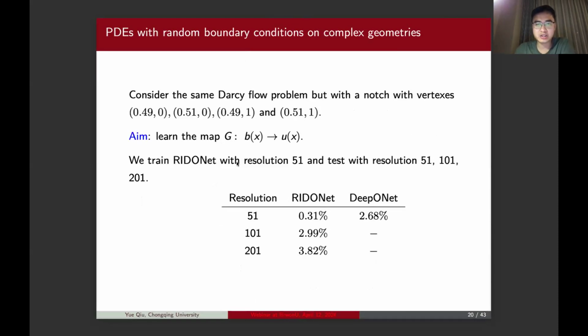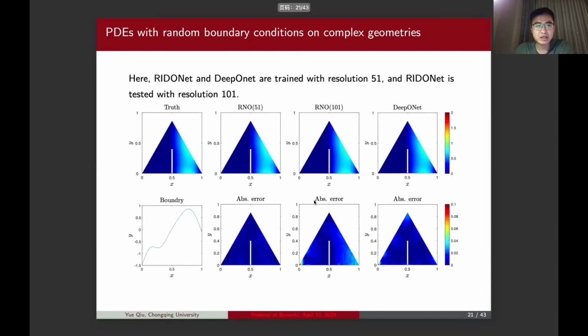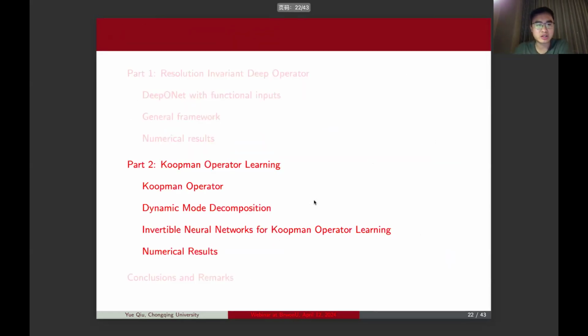Okay, and this is also a benchmark problem, where we add a notch in this domain, and similar results appeared. Also for our framework, the generalization error increases, but the level it increased is not so high. Okay, so then I go to the second part.